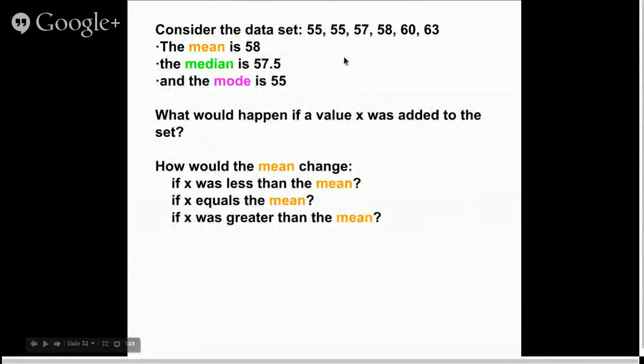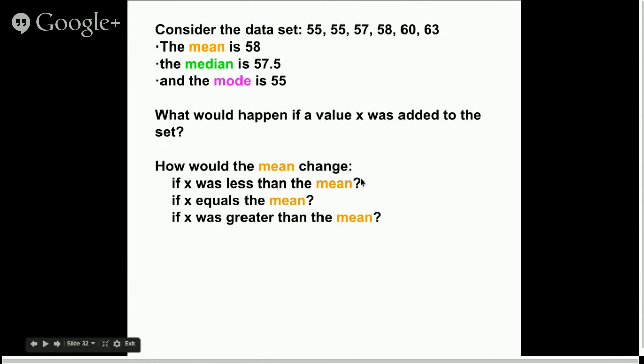What would happen to the mean, median, and mode here if x was less than the mean, x equals the mean, or x was greater than the mean? Write your answers to these three in your notebook. Go ahead and pause it.